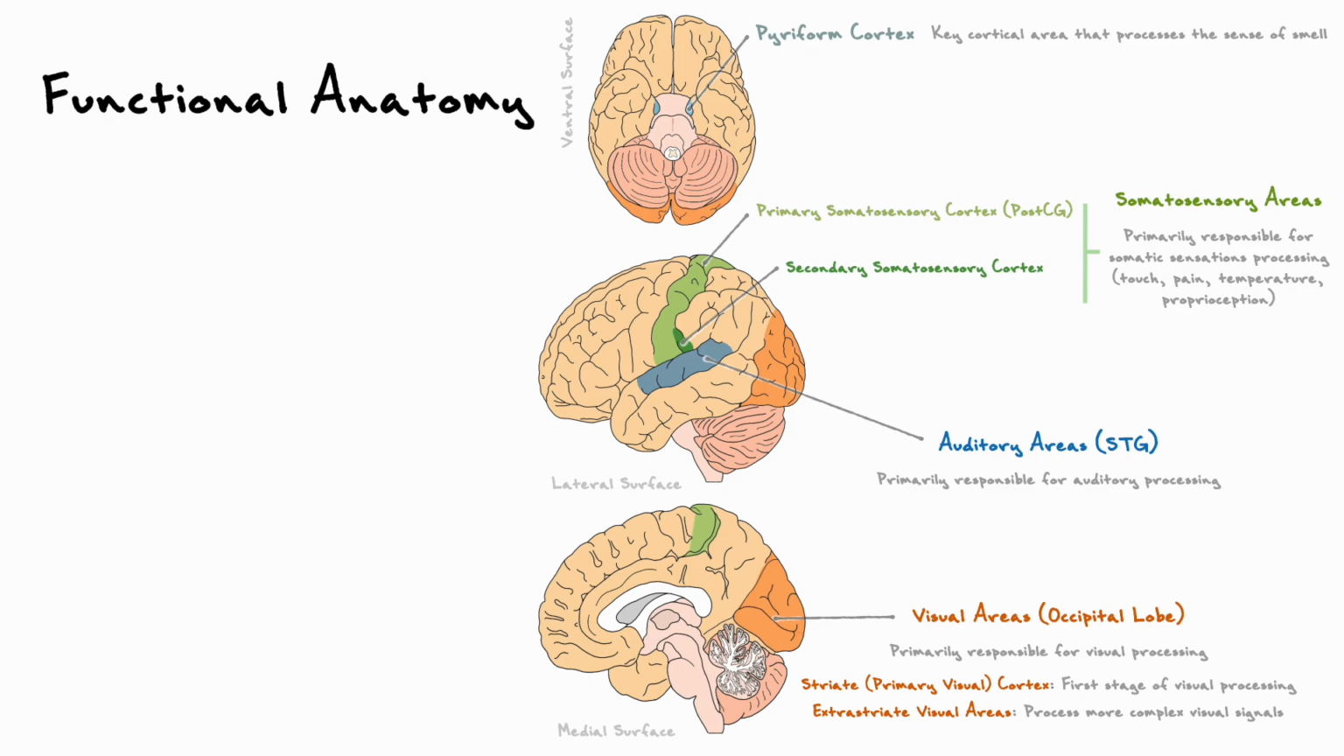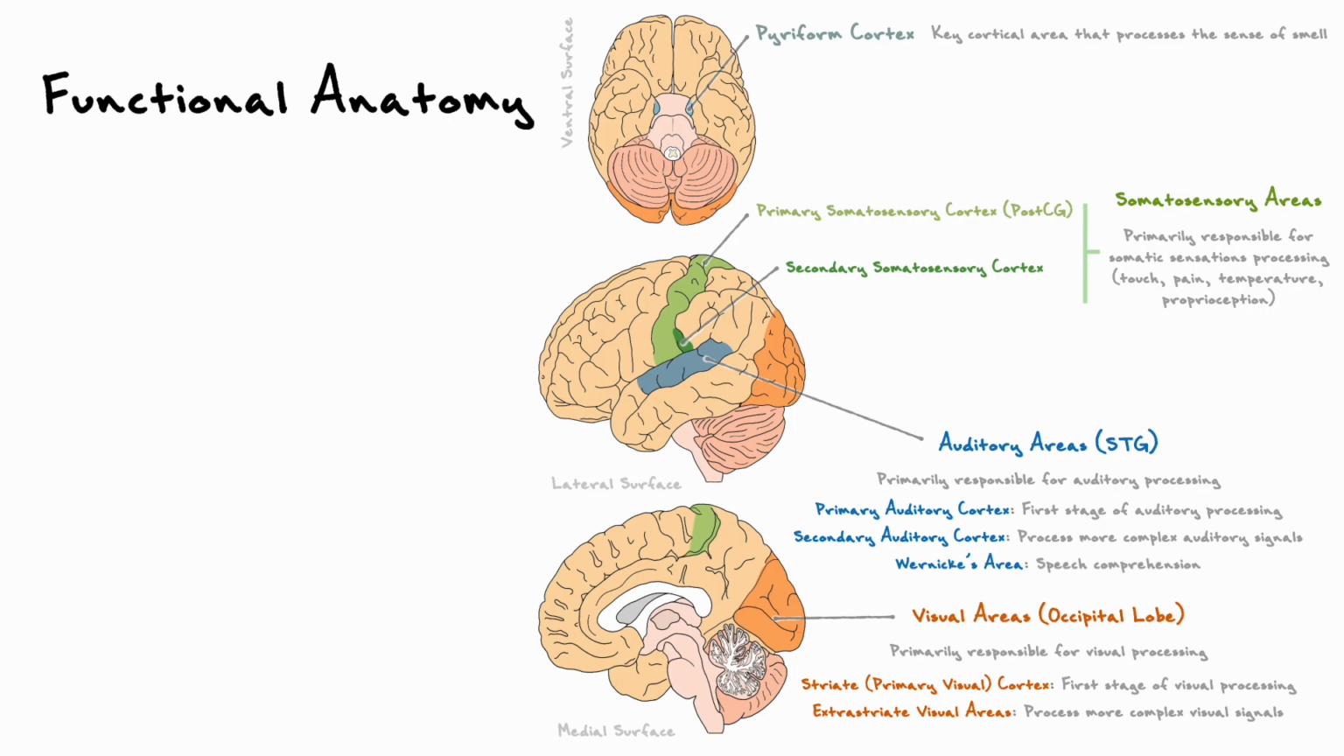A very similar idea occurs in the auditory areas, where you can first find the primary auditory cortex, and then secondary areas that process more complex auditory information. A well-known example of a downstream auditory area is Wernicke's area, which is primarily responsible for the comprehension of speech. The somatosensory system, which is responsible for processing our somatic sensations like touch, pain, temperature, and proprioception, also has primary and secondary areas that process different levels of complexity for a given sense. By the way, note that the primary somatosensory cortex is located in the postcentral gyrus.